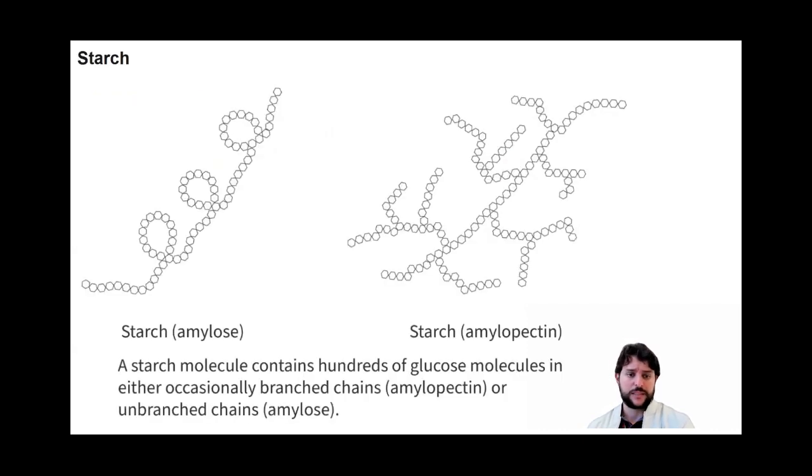Here again, we have some examples. We have the starch amylose and amylopectin. Depending on the chain, if it's branched or unbranched, we're going to make different types. We're going to separate their types of starches.